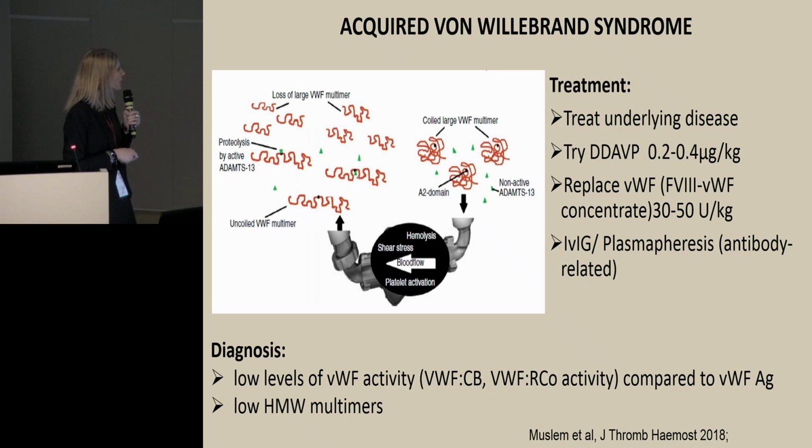And it is not very difficult to diagnose if you have help from the lab. You just have to measure von Willebrand factor multimers, and you will see them low, and then ask for von Willebrand factor activity, and this will also be low, and you have the diagnosis. The treatment would be basically by treating the underlying disease, trying to replace von Willebrand factor if the patients are really bleeding, or you can try DDAVP, as you heard in the lecture before by Sibylle.